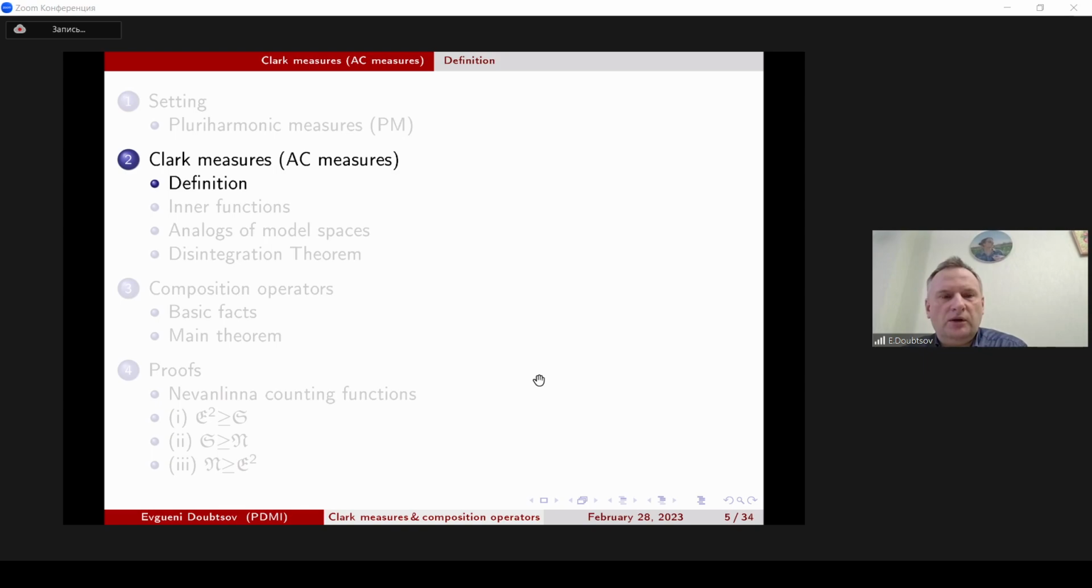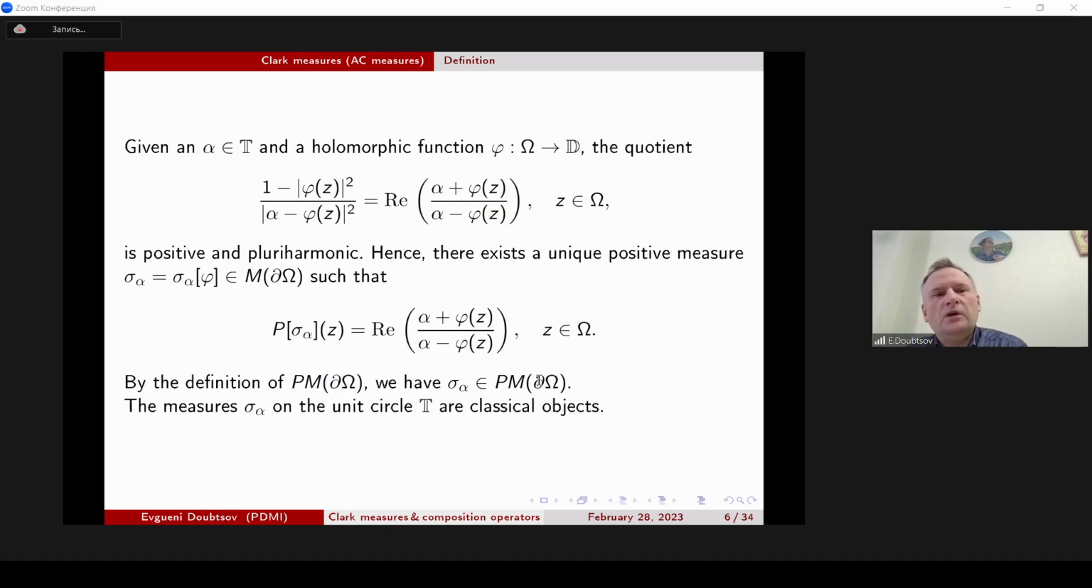Well, the main idea of this part 2 is to just give a few examples of this usefulness of the Clark measures in several variables also. So I start with the definition. So we fix a point on the unit circle, and we consider a holomorphic function defined on our domain omega. So if you prefer, you can think about the unit ball or the polydisk.